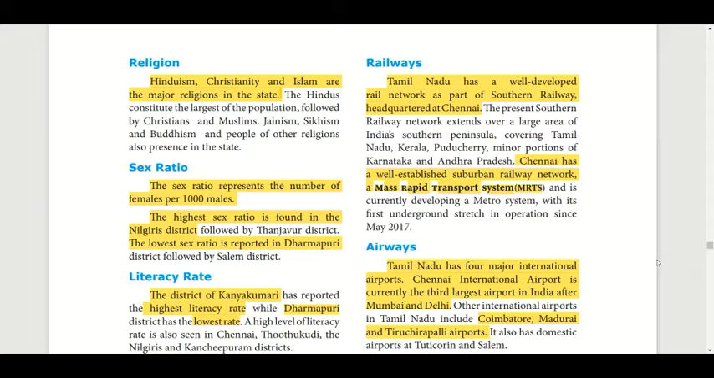So next coming to the sex ratio. How is the sex ratio calculated? It represents the number of females per 1000 males. The highest sex ratio is found in the district of Nilgiri, followed by Tanjavur district. Then coming to the lowest sex ratio, it is in Dharmapuri, followed by Salem district.